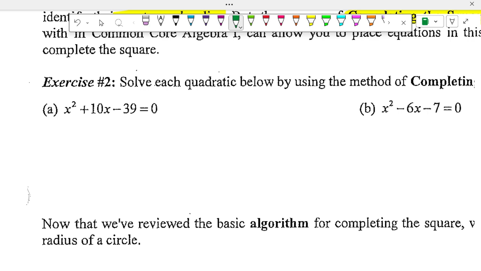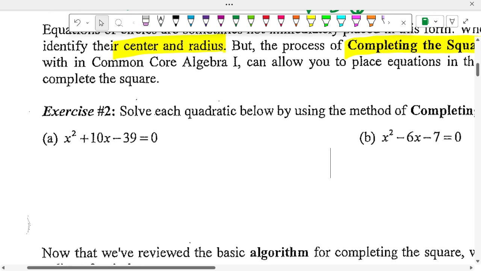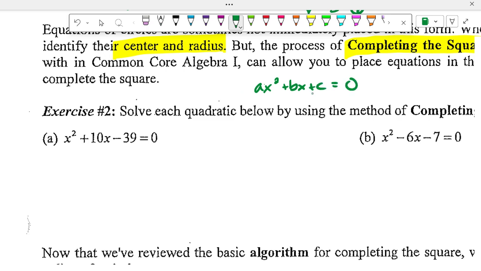So first things first, step 1, I got to move the constant to the other side. So what's my constant or c value? -39. -39, right. Because if I have ax squared plus bx plus c is equal to 0, I'm talking about the value that's not connected to a variable. So how do I move the -39? Add it to both sides. So I'm then going to write x squared plus 10x, leave a space so I know I got to fill something there. And it's going to be equal to 39.